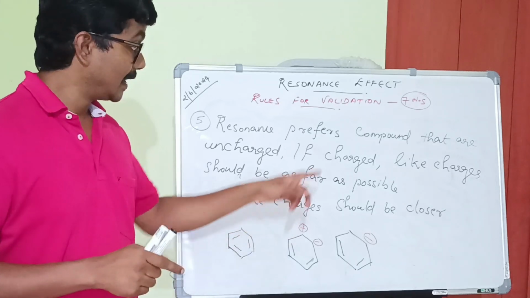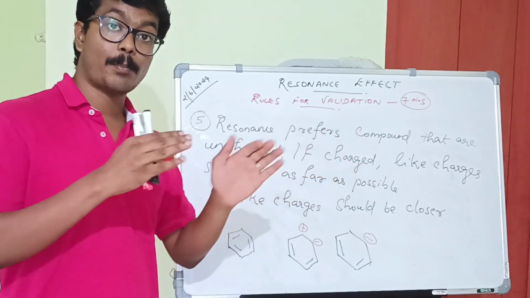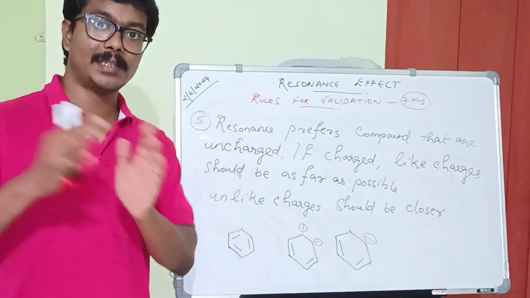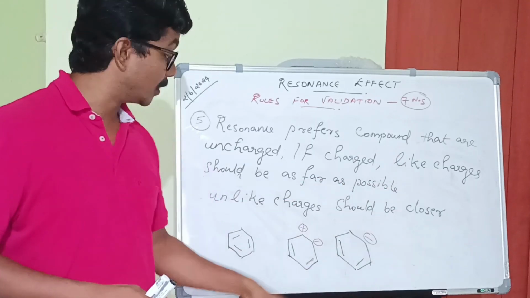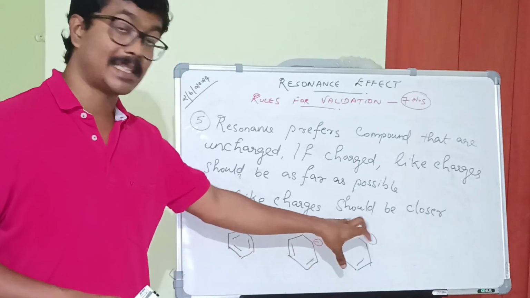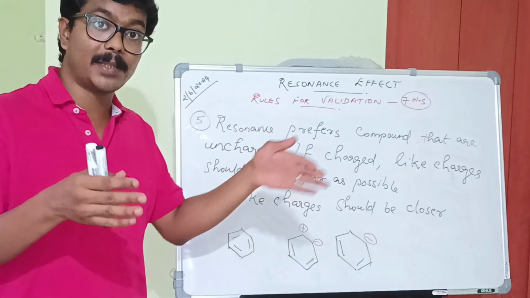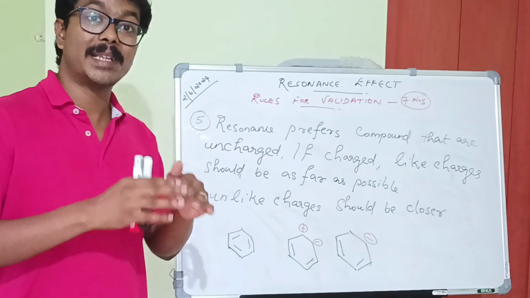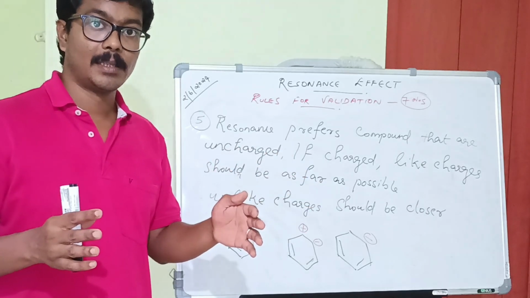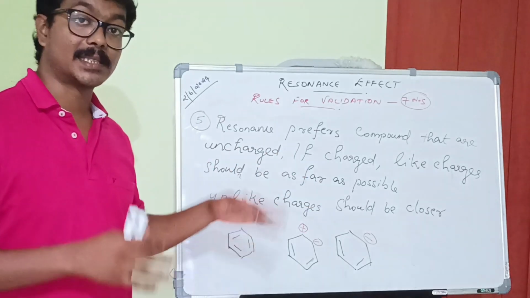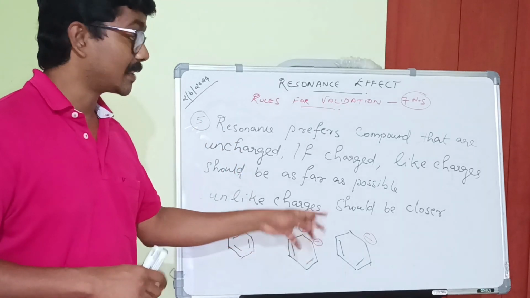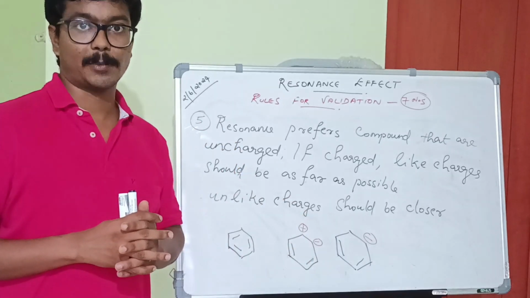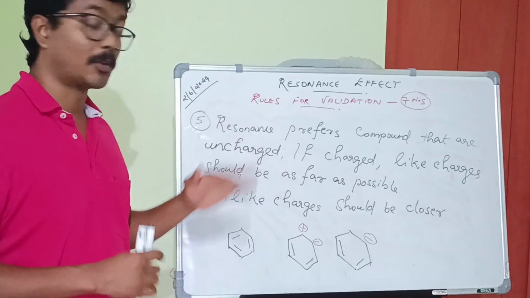If there are like charges, meaning positive and positive charge, or negative and negative charge, on the same compound, like charges should be as far apart as possible. The distance between the same charges must be as far as possible. And unlike charges, a positive and a negative charge on the same compound, should be as close as possible. This is the fifth rule.